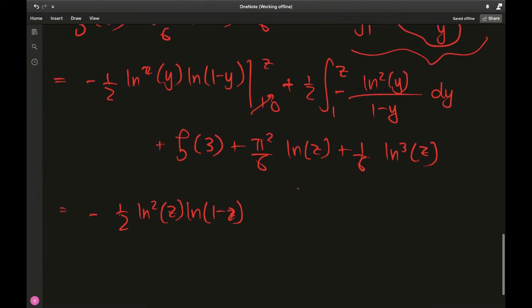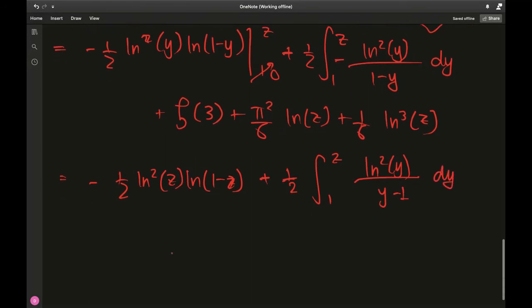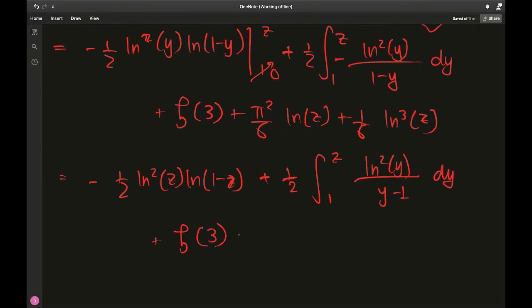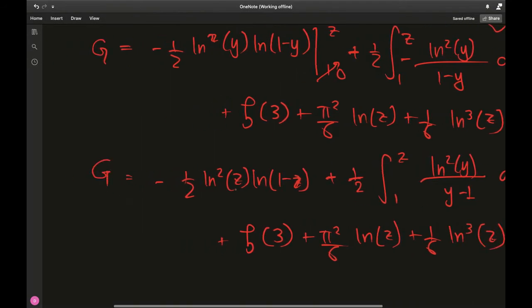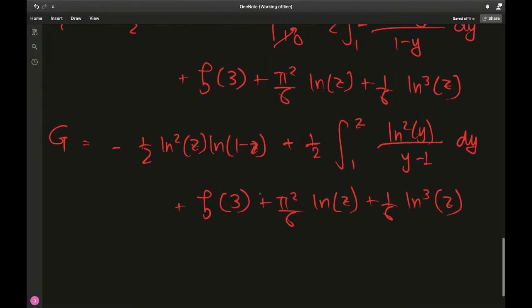And let's write this guy as it is minus, or rather have a plus, suck in the negative, correct the order of the denominator, y minus 1 dy, and the rest of the terms are as they are, 1 over 6 natural log cube y. That's essentially the group terms expression, the g expression. Now it's time to plug this back into our original evaluation.